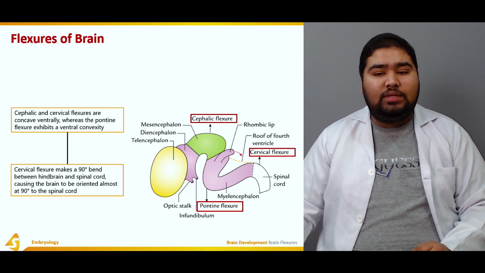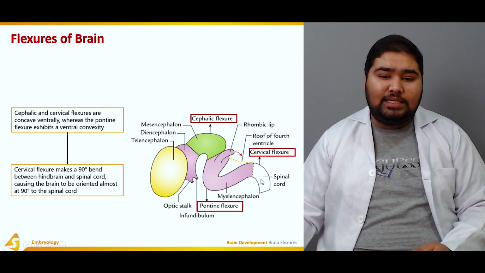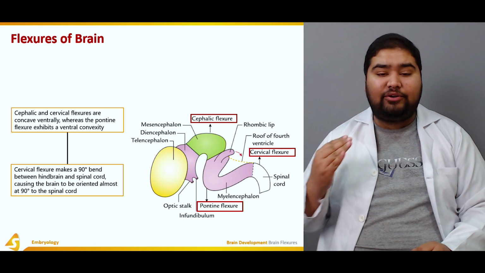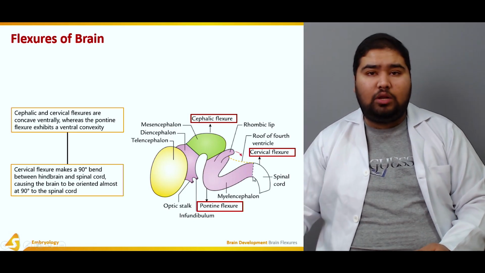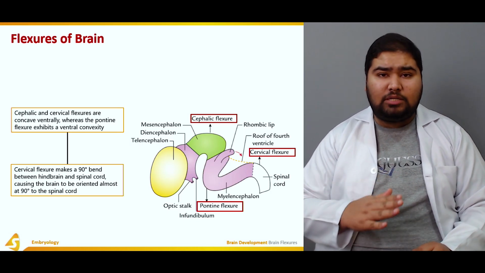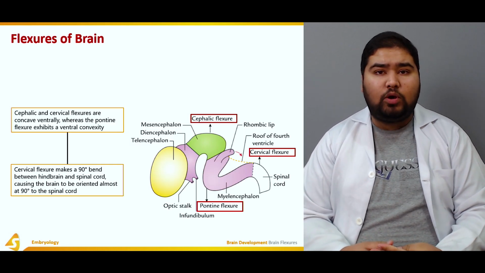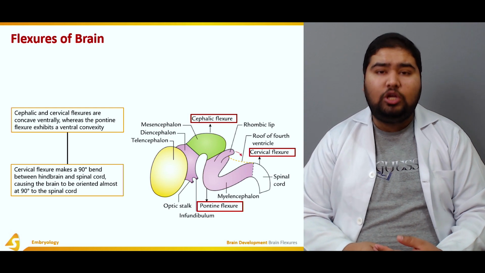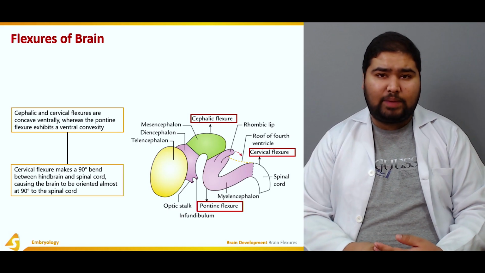So now this cervical flexure makes a 90-degree bend, that is, at a right angle between the hindbrain and the spinal cord. So there is a 90-degree bend between the brain and the spinal cord. This causes the brain to be oriented almost at a 90-degree angle to the spinal cord.